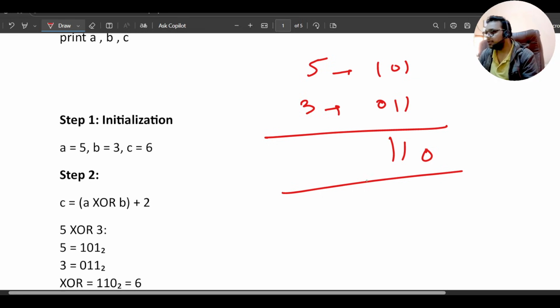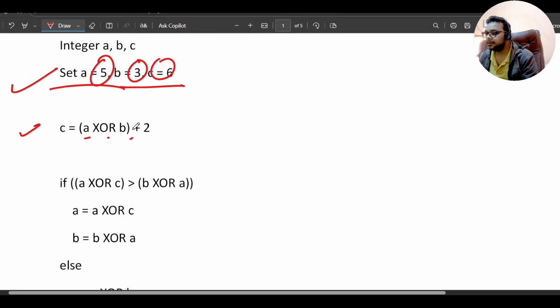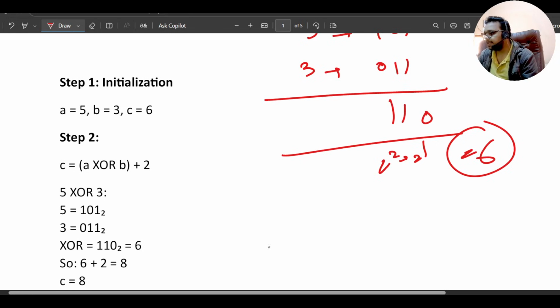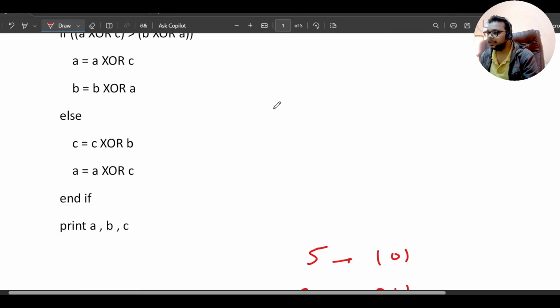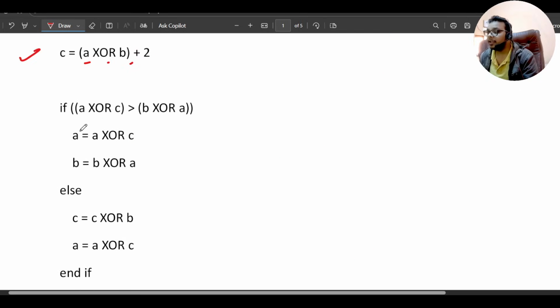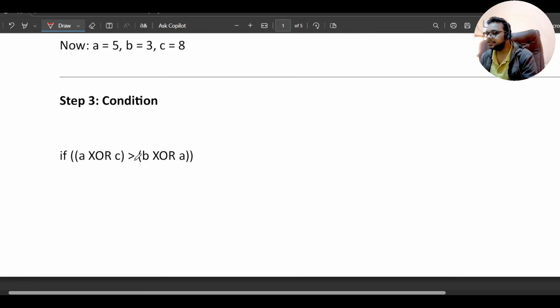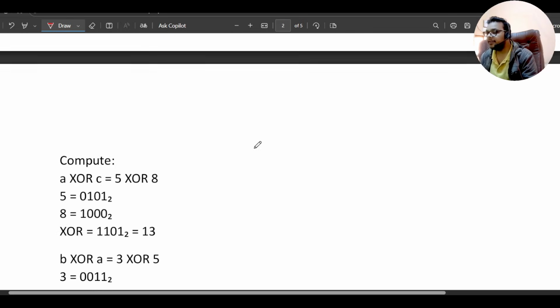What is 110? It is 2 to the power 2 plus 2 to the power 1, which is 6. So the final output we got here is 6. So C is 6 plus 2, which is 8. The value we got for C is 8. Now, we need to check if A XOR C is greater than B XOR A.